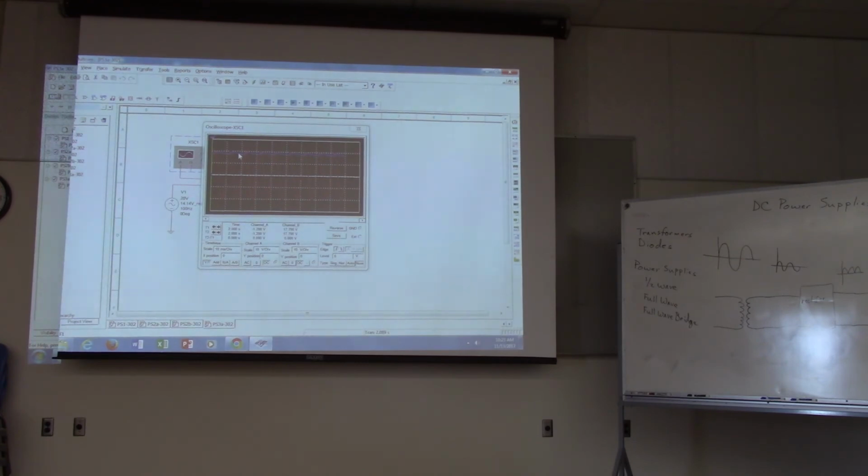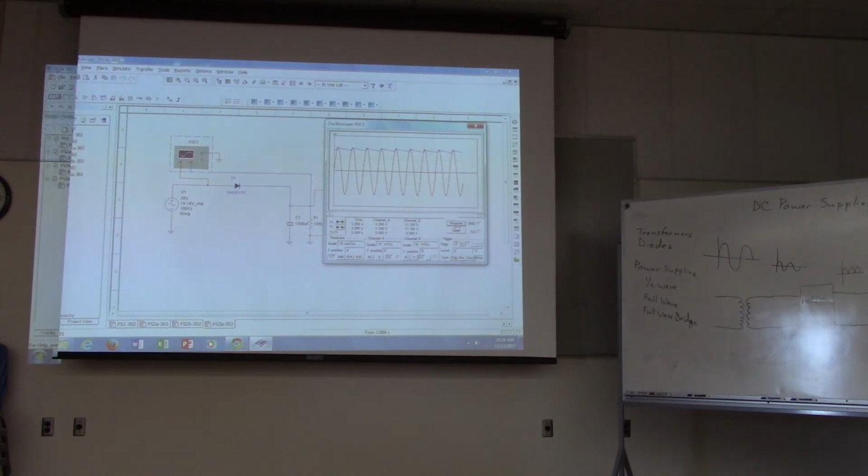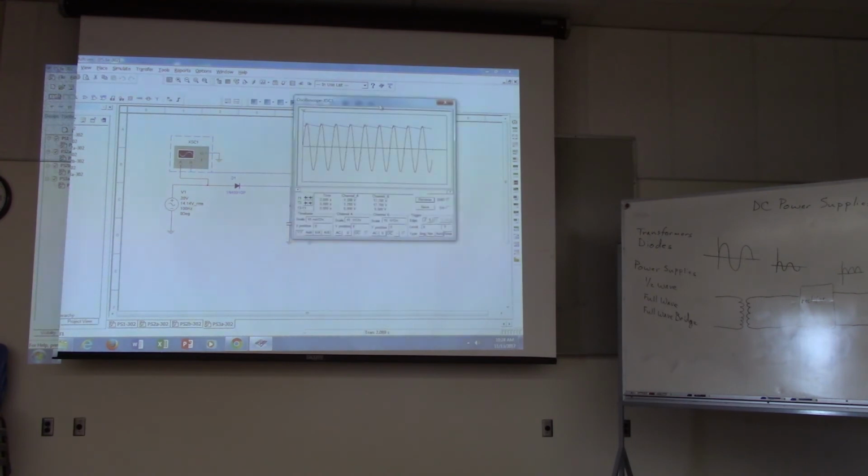It's kind of difficult to see the blue wave. Is it possible to change the color of the waves on there? Yes, it is. So one thing we can do is we can hit this reverse button. Yeah, so now the background is white, yeah.